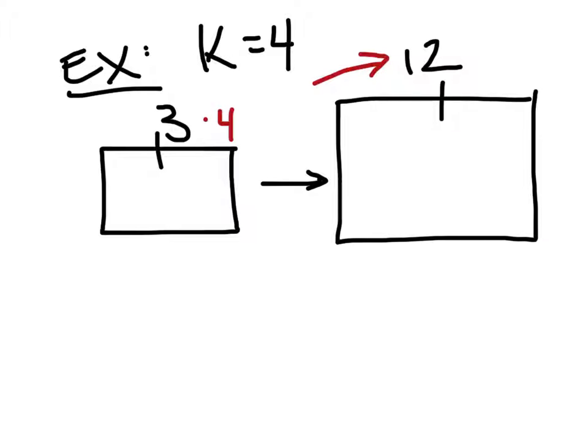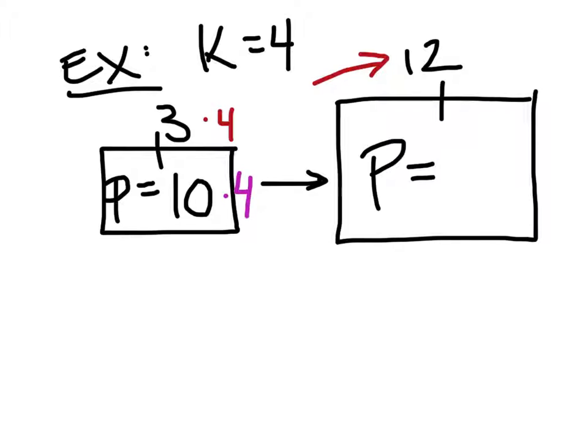So let's say that we knew the perimeter by chance of this one. Let's say that it was 10. Well, what would be the perimeter of this other rectangle, this image, after it's been dilated by a scale factor of 4? You're just going to take the 10, multiply by the scale factor 4. That'll give you this new perimeter of 40.